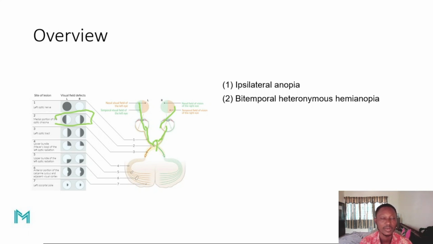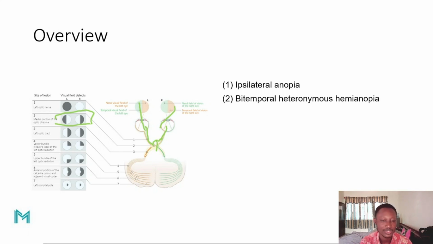So lesions that are occurring around the sellar region. That's where you have the optic chiasm, around the pituitary. So pituitary adenomas, for instance, can result in this kind of visual field loss. You have craniopharyngiomas too, which can also result in this.